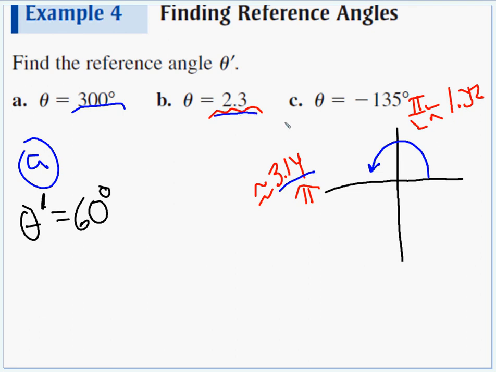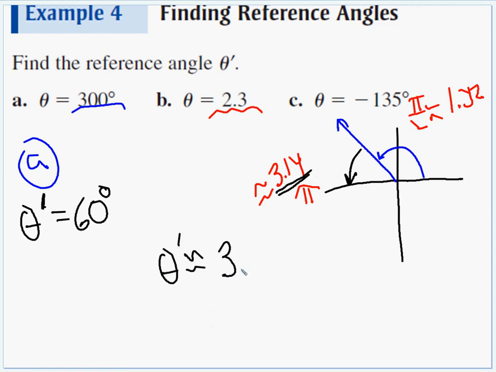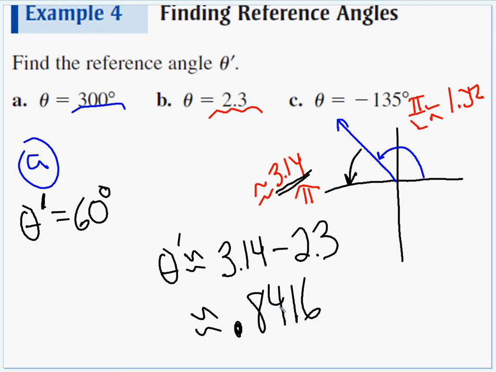3.14 is here, so 2.3 is a little bit less. We are definitely in quadrant 2. So we're somewhere here in quad 2. Our reference angle theta prime is this distance back to the x-axis. We're going to use our rounded amount here. So we could find theta prime is going to be approximately pi, 3.14, minus the angle that they gave us, 2.3. And if we find that as a decimal, that's going to be approximately 0.8416.